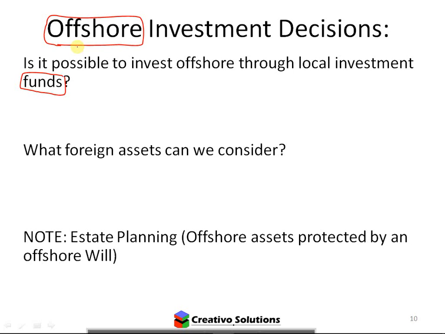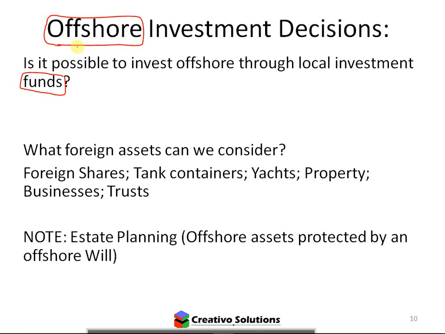Another note is estate planning: offshore assets protected by an offshore will. If you are going to be investing offshore, you also need to consider a will which will include those offshore assets. Normally very wealthy individuals have a lot of assets in all sorts of different countries. Now it needs to be part of the will, because what happens if you pass away? Who knows what assets you've got in all these different places? They need to have a specific will that identifies where those assets are and which assets you want to give to which of your beneficiaries.